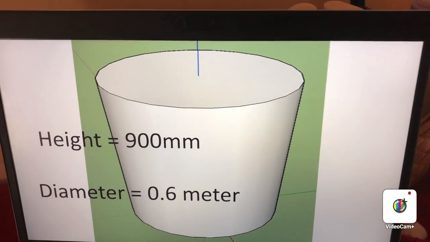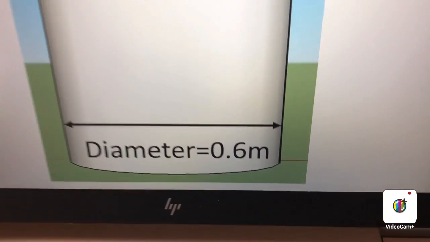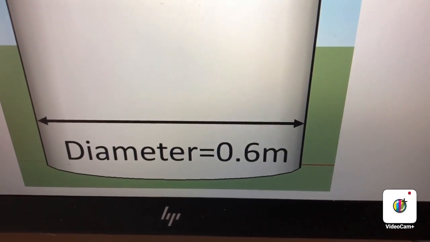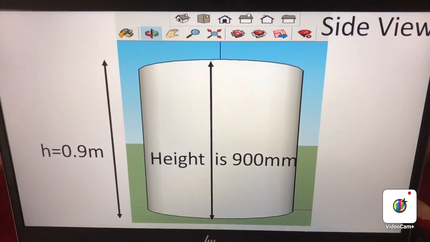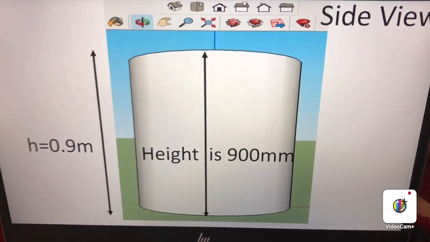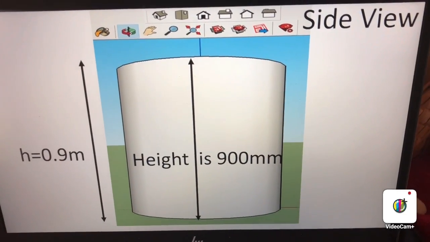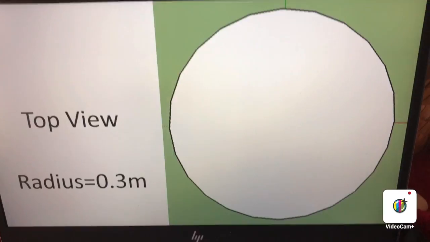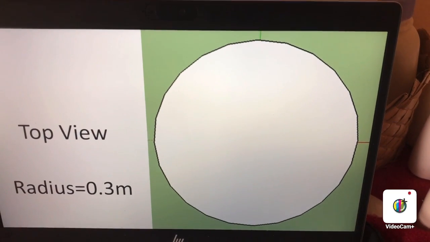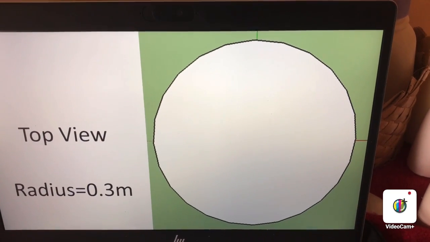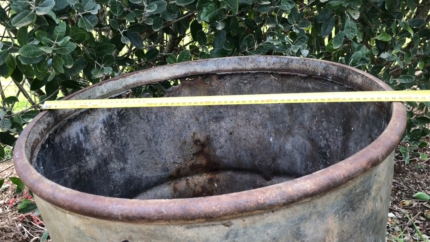What about the height? The height, can you see the height is 900 millimeters? So the diameter is 600 millimeters or 0.6 meters. And the height is actually 900 millimeters, or 900 millimeters is 0.9 of a meter. So those are the two dimensions that you're going to look at. And the top view, looking down in the cylinder, is 300 millimeters or 0.3.